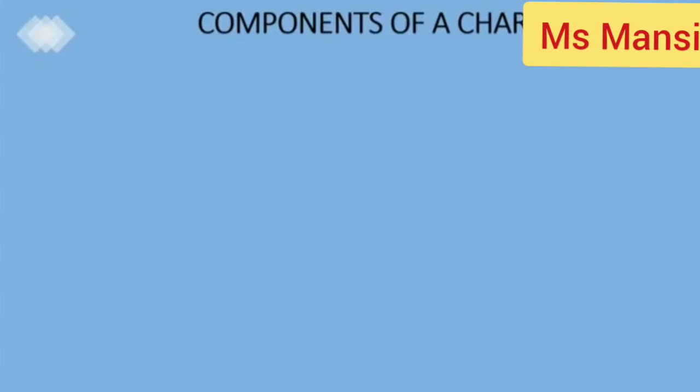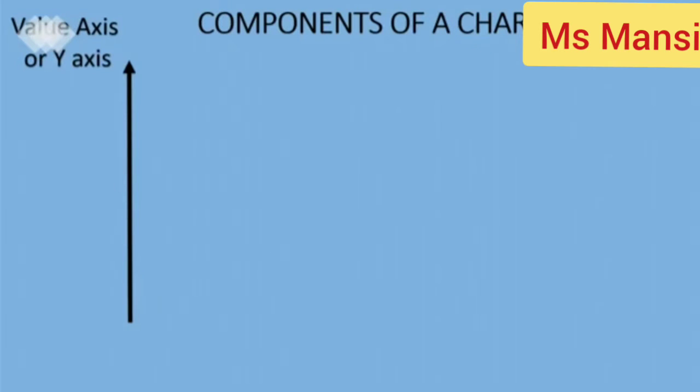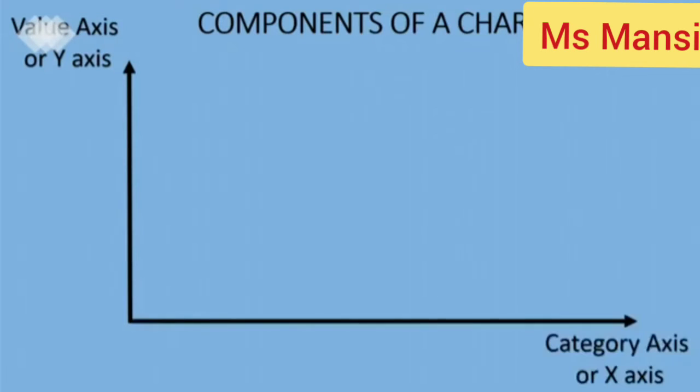In components of a chart, this is our y-axis, or we will call it the value axis. It is the vertical axis used to plot the value, and it is located on the left side. And this is the category axis or x-axis, the horizontal axis of the chart. Clear? Y-axis and x-axis.